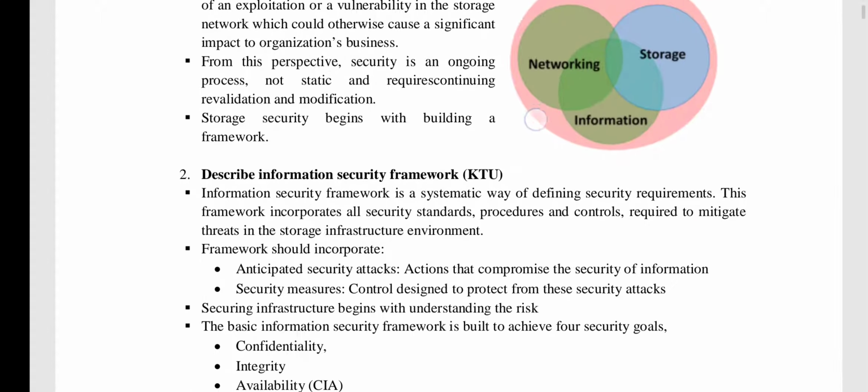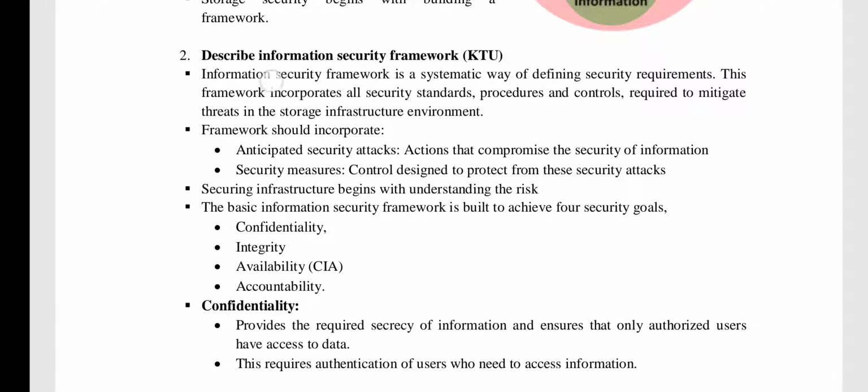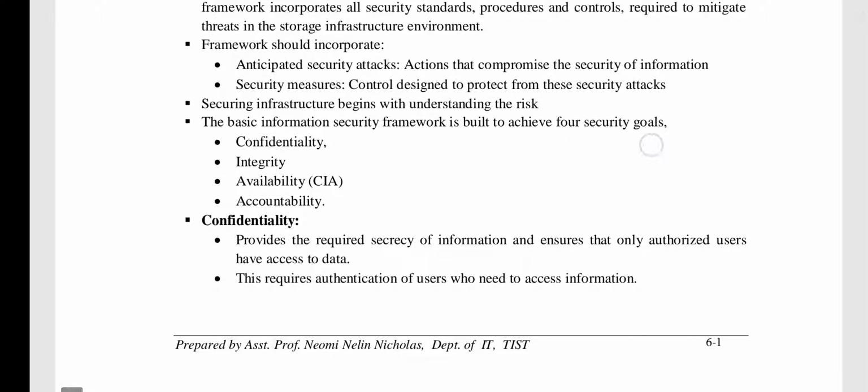Next, let's see the information security framework, which was a KTU question. It is a systematic way of defining security requirements. The framework should incorporate security attacks, which means those actions that compromise the security of any kind of information, and also the measures to control them, the security measures. The four security goals here are confidentiality, integrity, availability, in short CIA, and accountability.